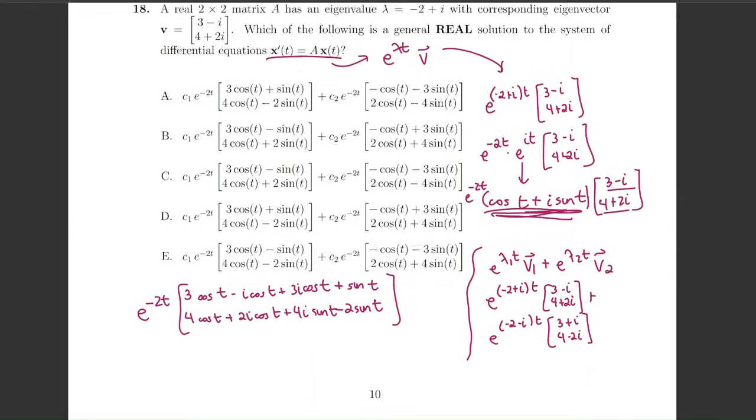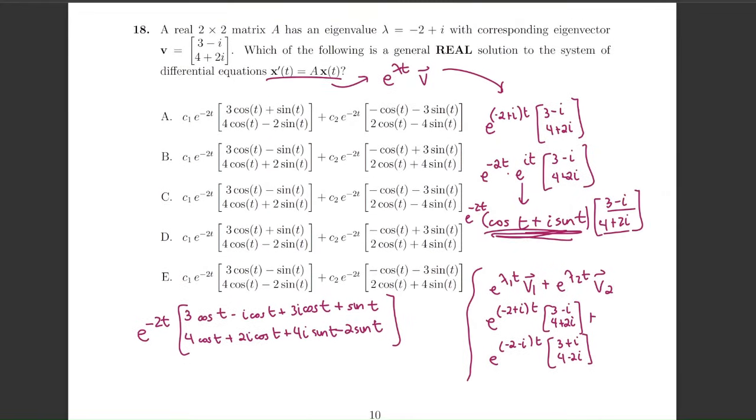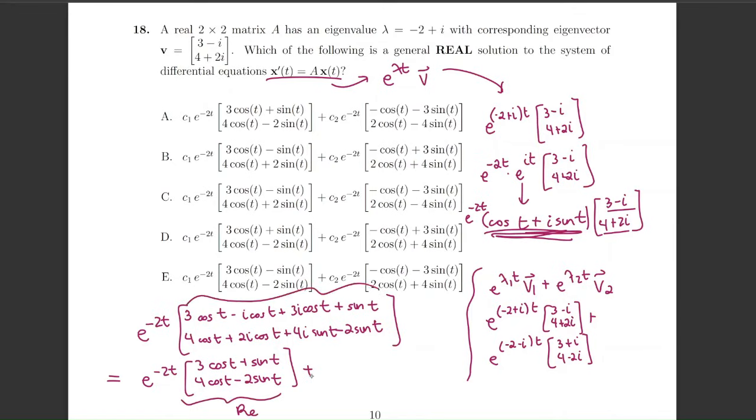Or a faster way to do this, which is provable but with just more algebra, is to take this expression here, which we only did for one eigenvalue and eigenvector, and we take the real part of it, which is 3 cosine t plus sine t, and 4 cosine t minus 2 sine t, and then we split them into the real and imaginary components. So this is the real part of this giant thing.